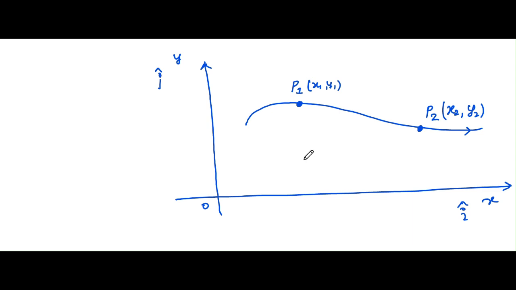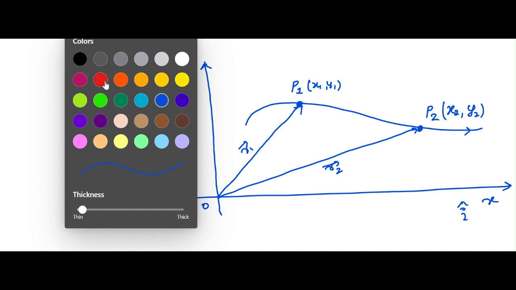So position vector for point P1 will be this one. Let's say this is vector r1, and position vector for point P2 will be this one. Let's say this is r2. And now if we draw a vector from point P1 to point P2, this vector will be the difference of vector r2 and vector r1, and we call it displacement vector.